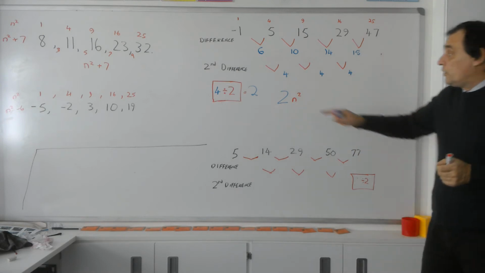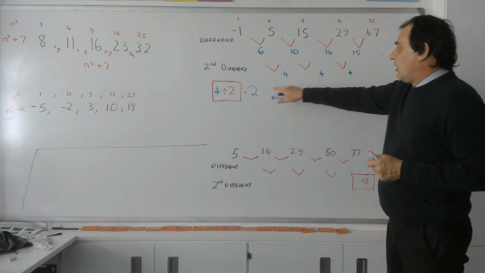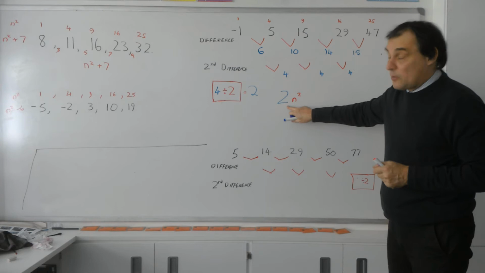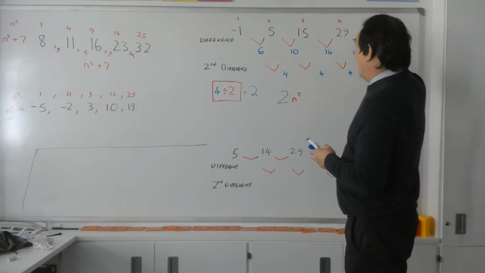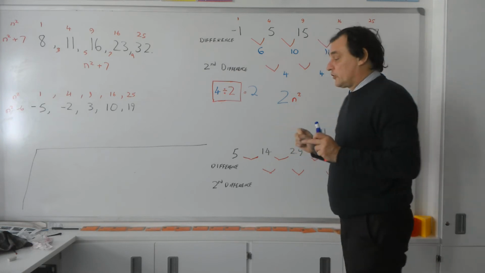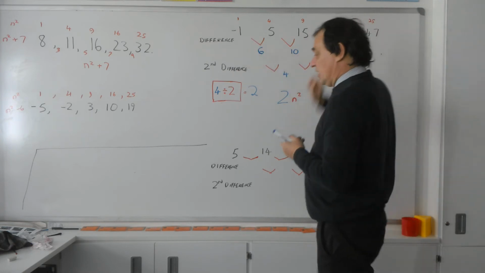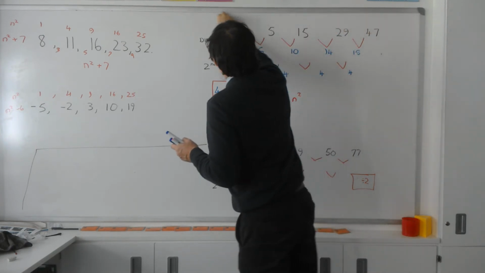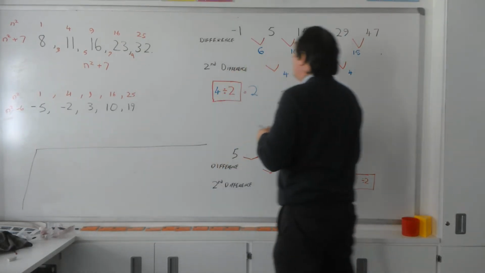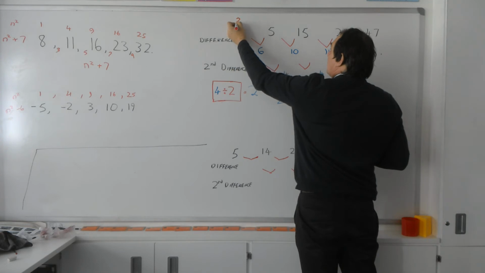Okay, so with working out that second difference, I'm halving it. That will be the number in front of my n squared. So what I'm going to do now is write 2n squared above my sequence here. So let's rub this little line out here. So 2n squared, so in other words, double 1 is 2.